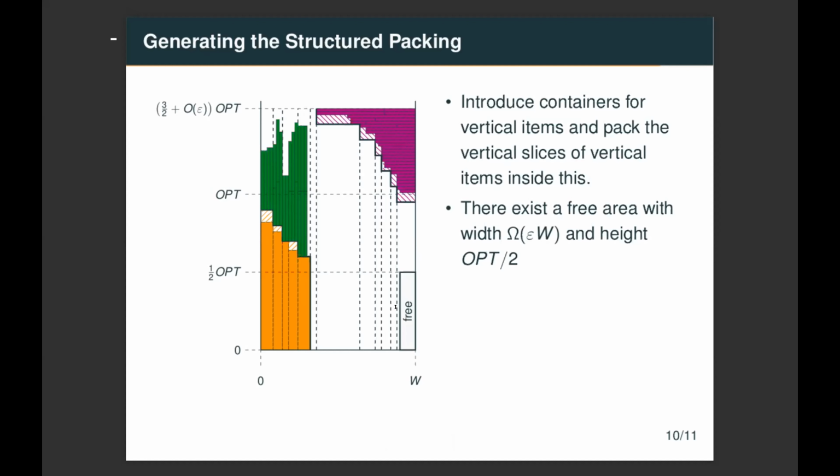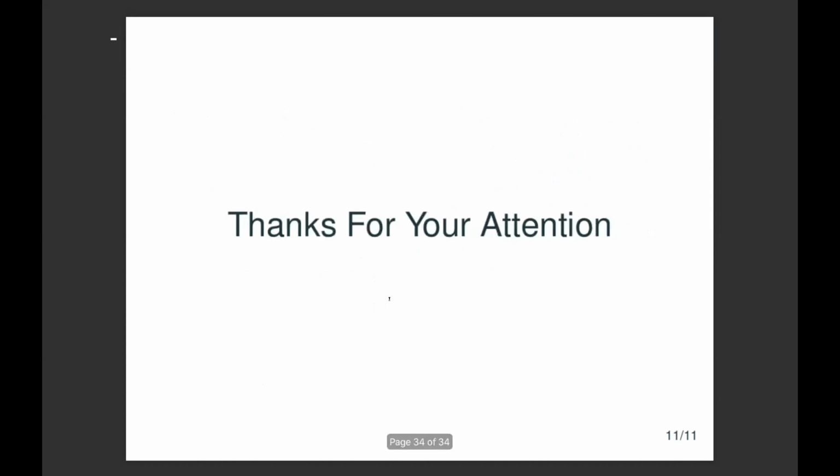So now the algorithm is basically to find this structure by guessing, and then turn this fractional solution, and by fractional I mean we allow the slicing, but originally we are not allowed to do that, into a packing of the original items. Note that when we do that, we lose a fraction of the items, but since we have this free area, we can pack them inside this free area. And that is all. Thank you for your attention.